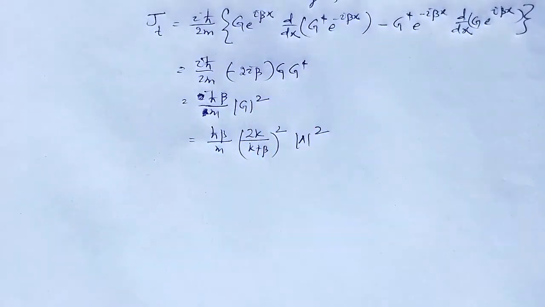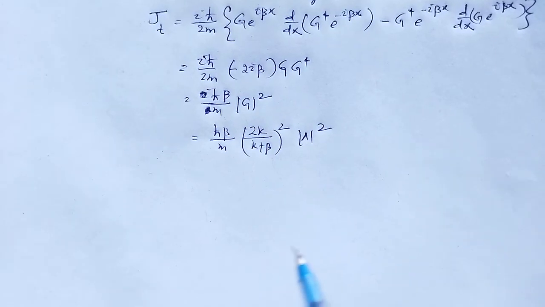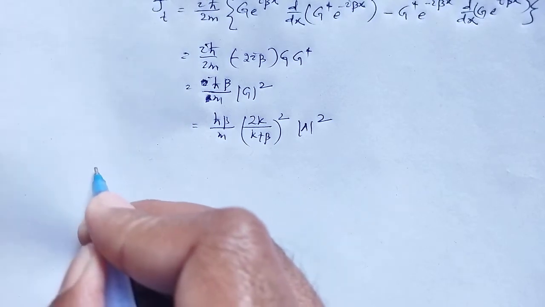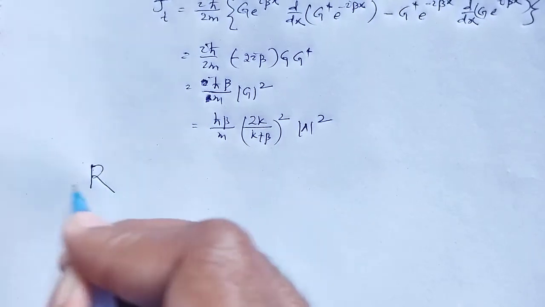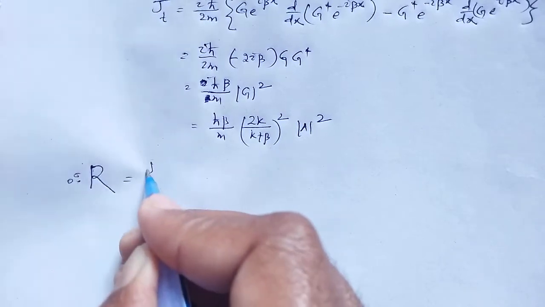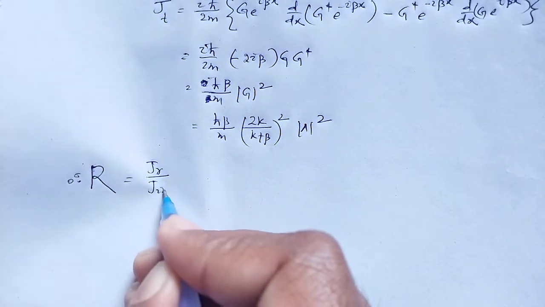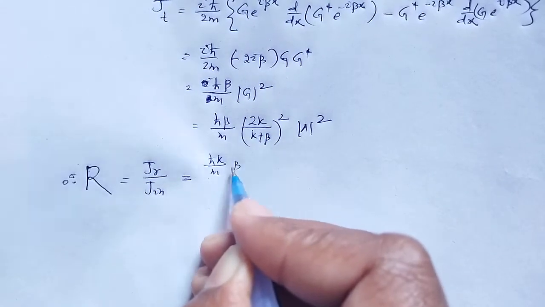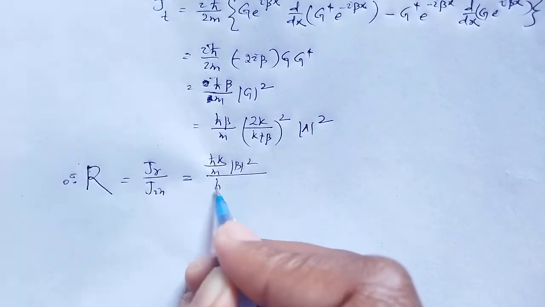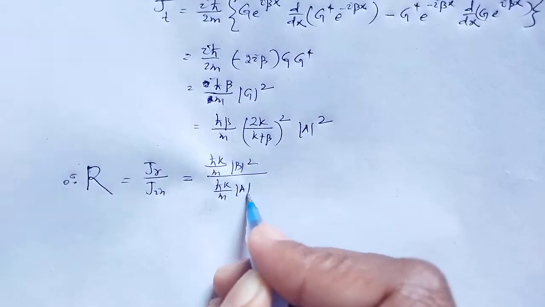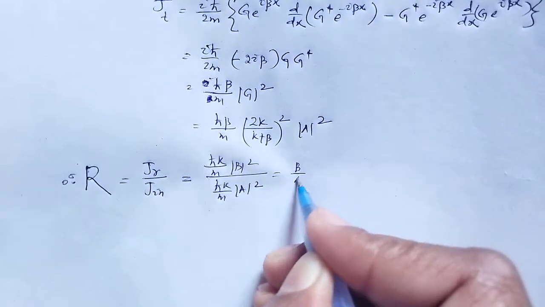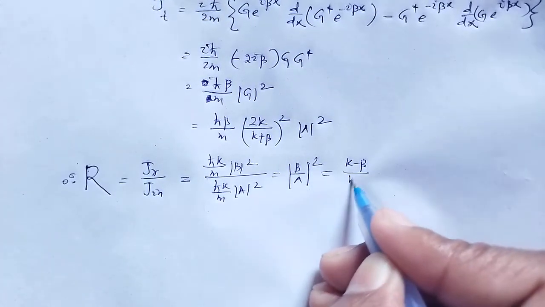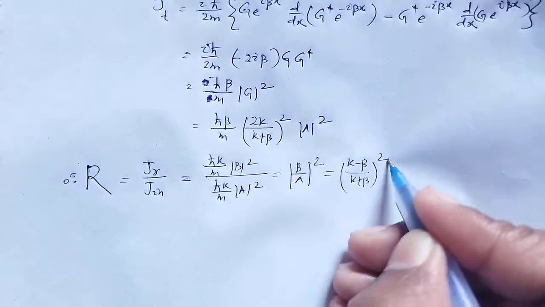So the reflectivity, reflectance, or coefficient of reflection, let us evaluate. That is R = J_r / J_in = (ħk/m |b|²)/(ħk/m |a|²) = |b/a|², that is ((k − β)/(k + β))².